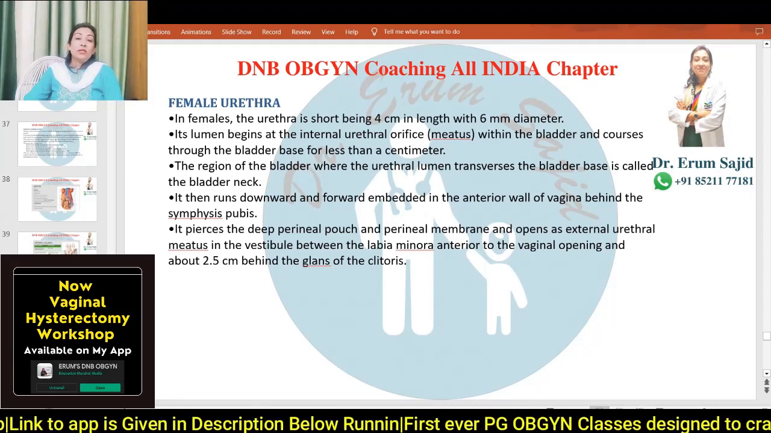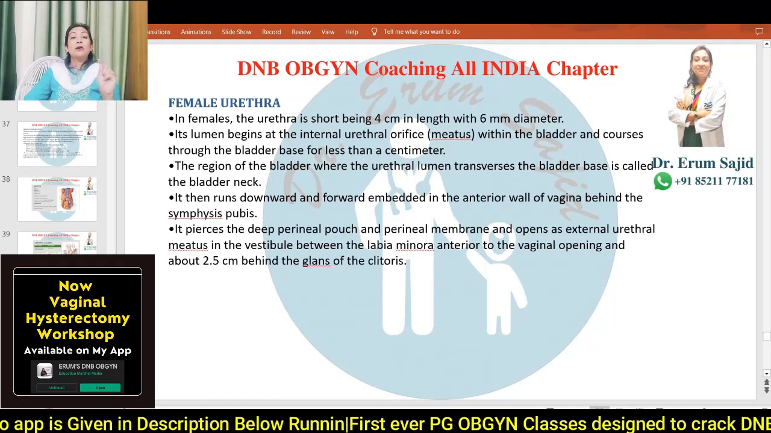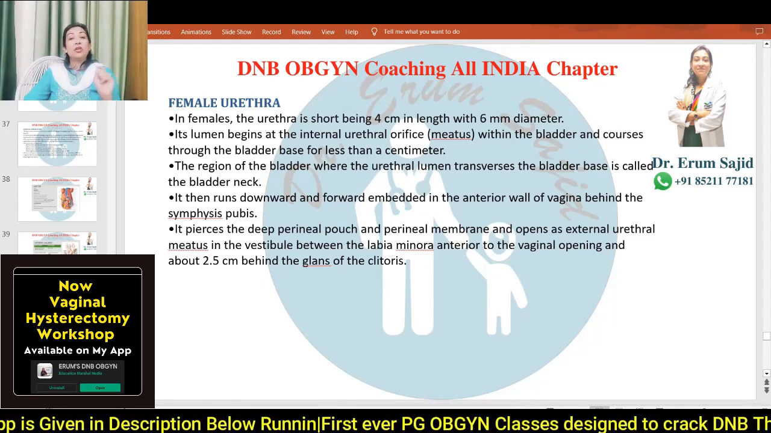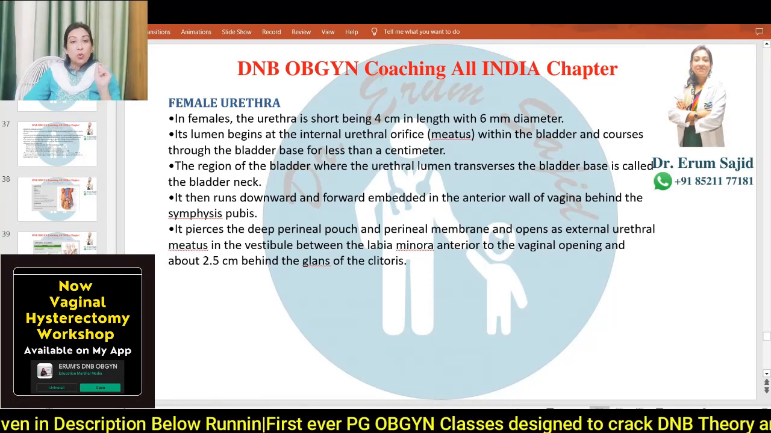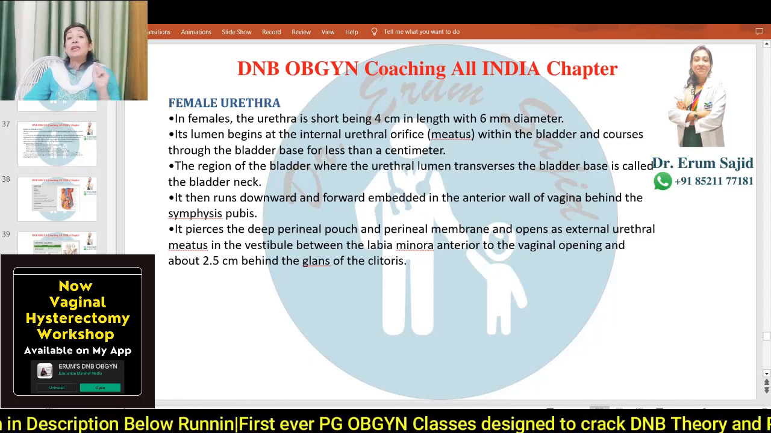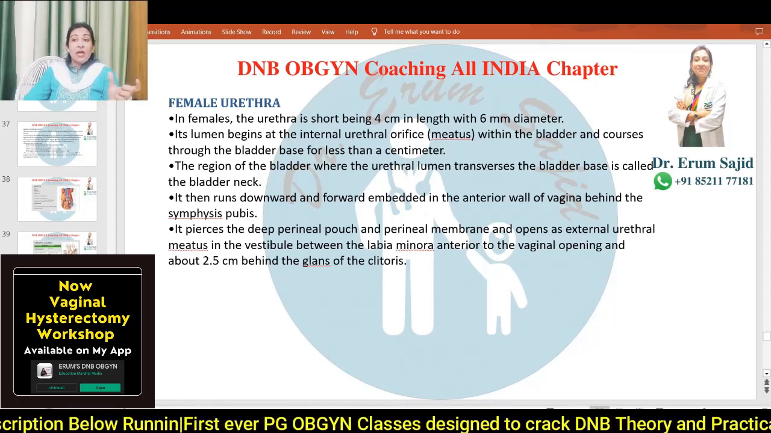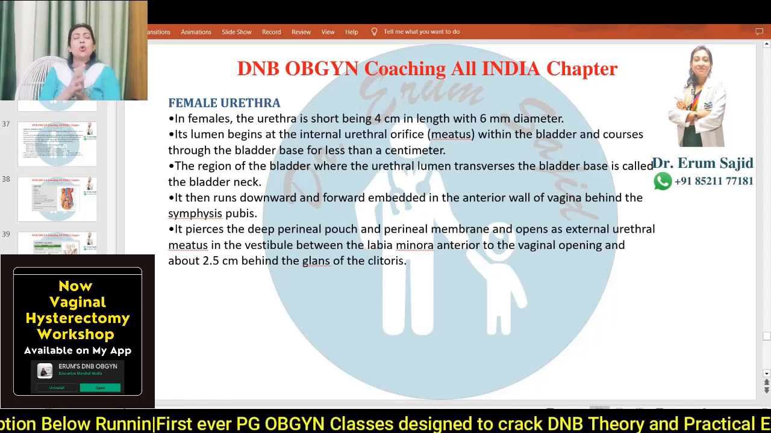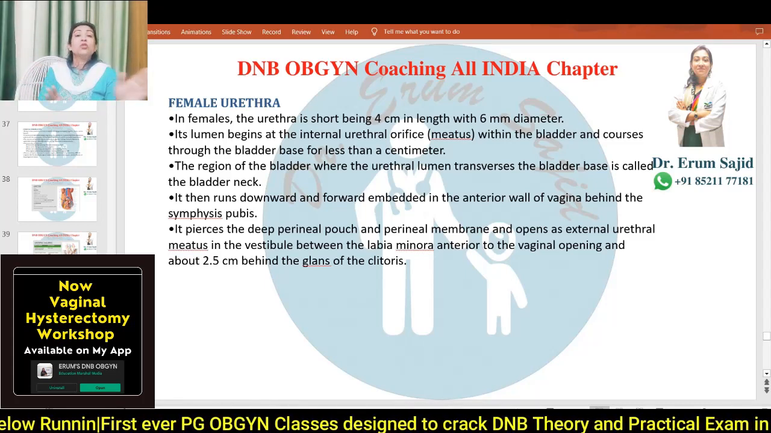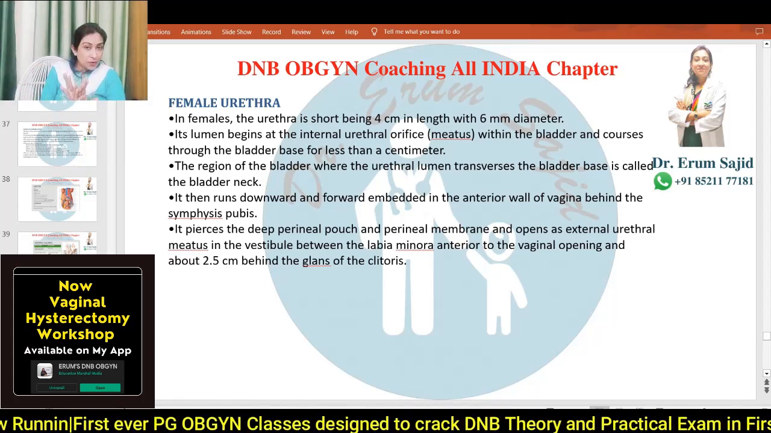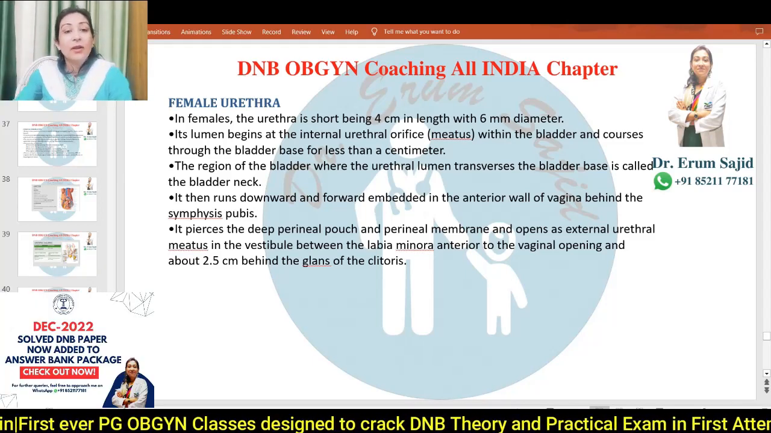It runs downwards and forwards, embedded in the anterior wall of the vagina. Now that's very important. I remember telling you in the vaginal hysterectomy workshop that when you're doing a vaginal hysterectomy, the place at which you hold the Allis forceps is at least 3 centimeters away from the urethral meatus. The reason being that the urethra and vagina are so close in approximation that if you try doing anything, you'll end up with an injury to the urethra. So do not try to raise a flap of vaginal wall from close to the urethral meatus at all. So that's the advantage.